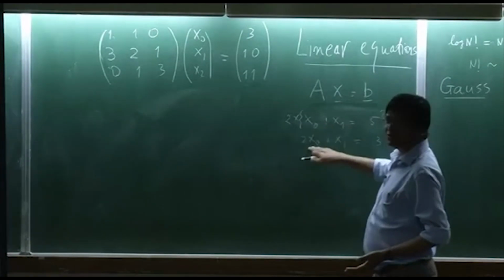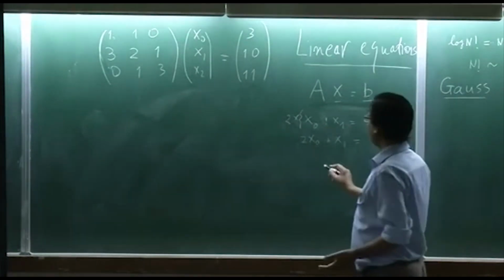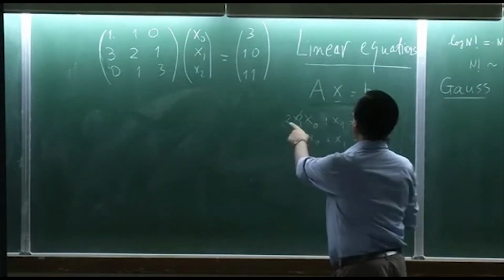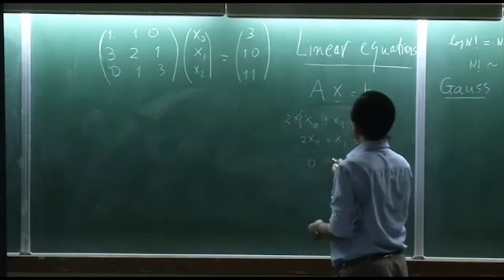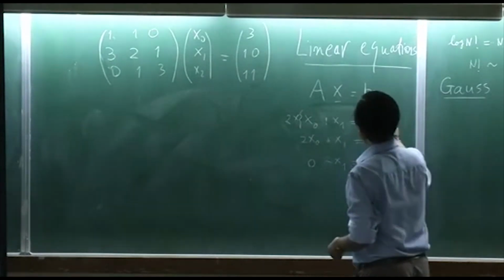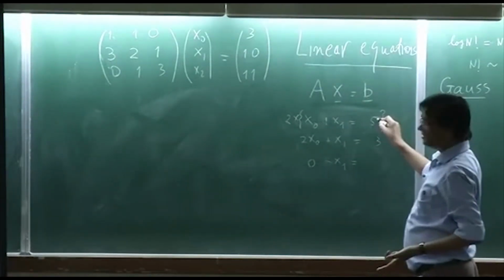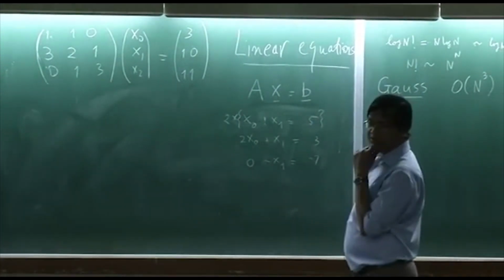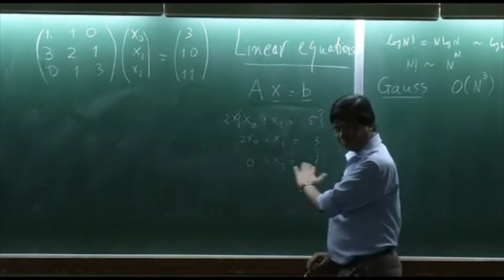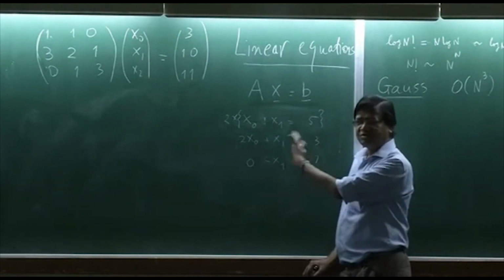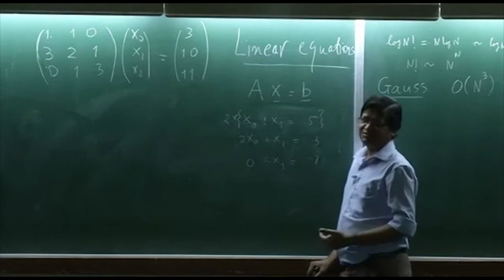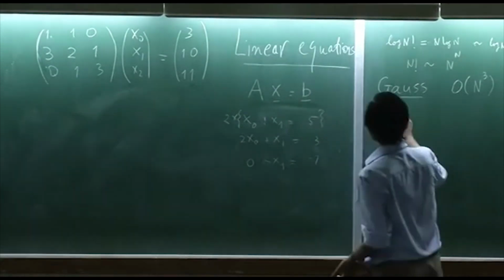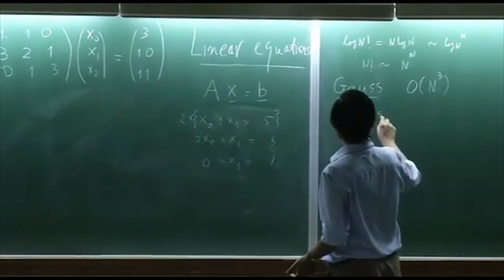This will eliminate 2x0. So the second equation after elimination becomes 0, and x1 minus 2x1 becomes minus x1, and 3 minus 10 is minus 7. So the second equation is this. I use the first equation to simplify the second equation. This idea by Gauss is called Gauss elimination. You eliminate a few terms.